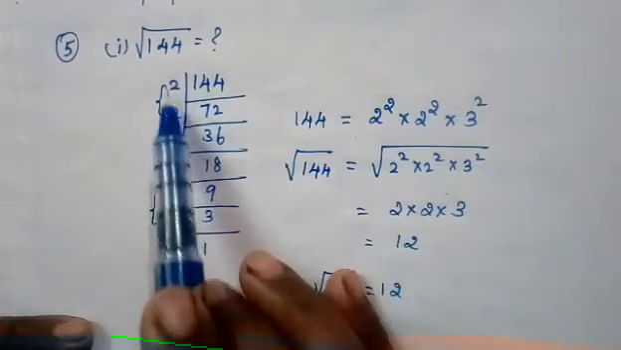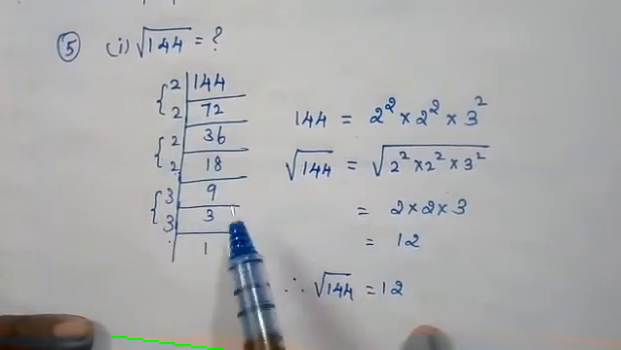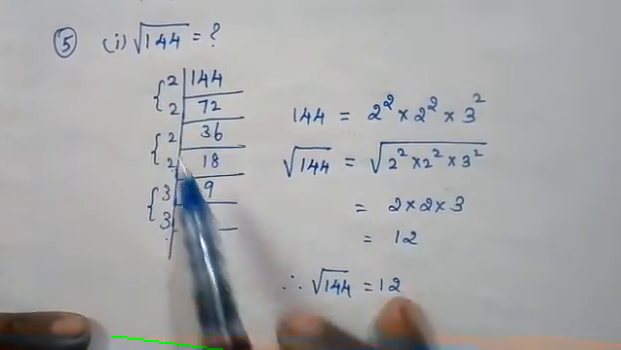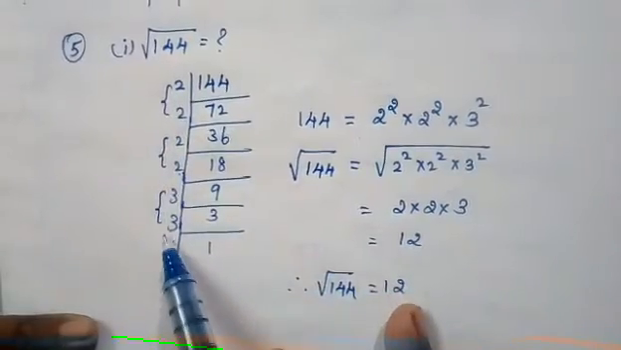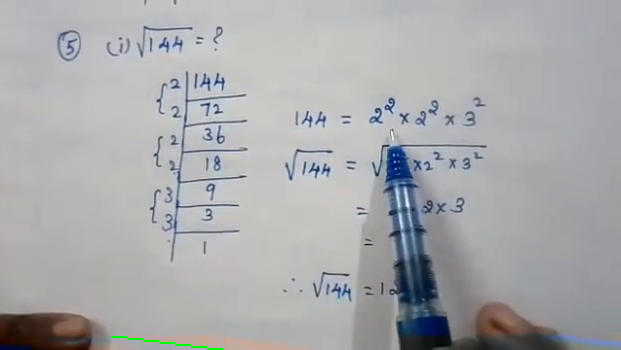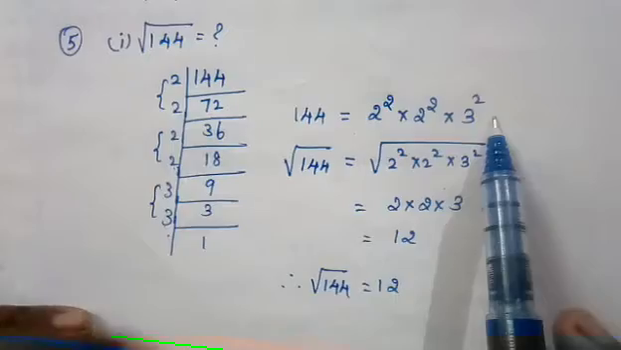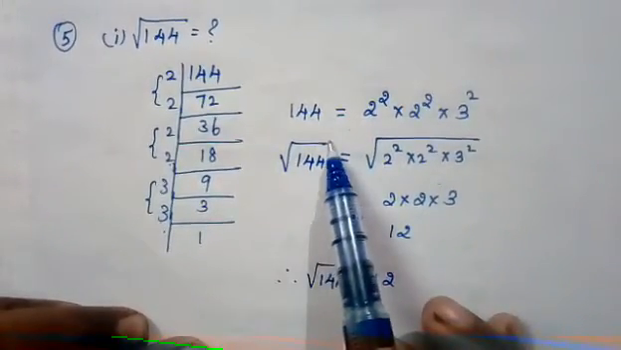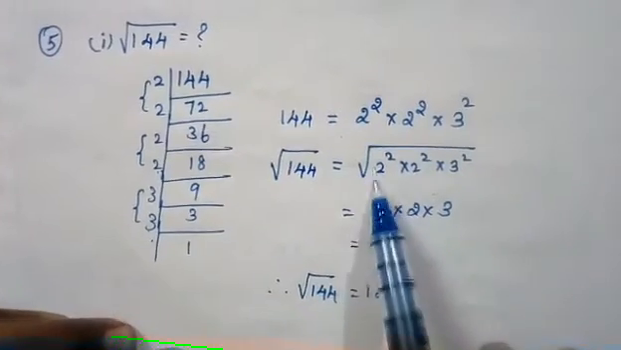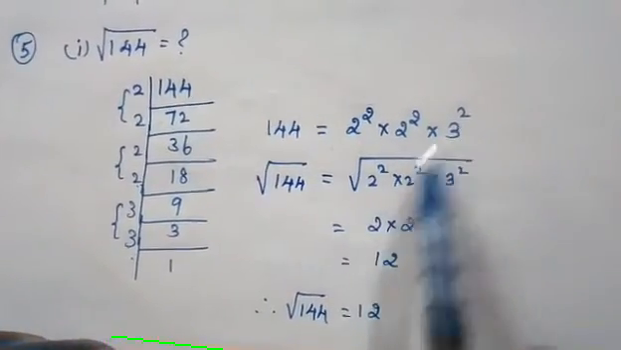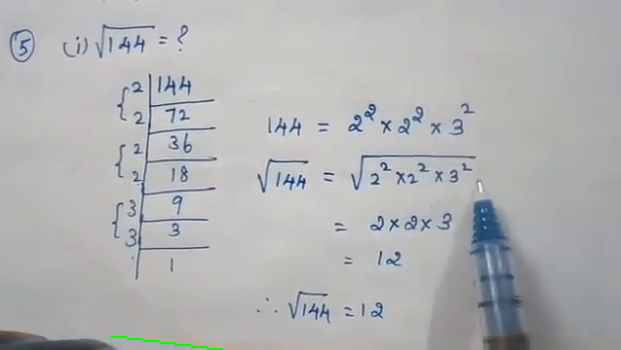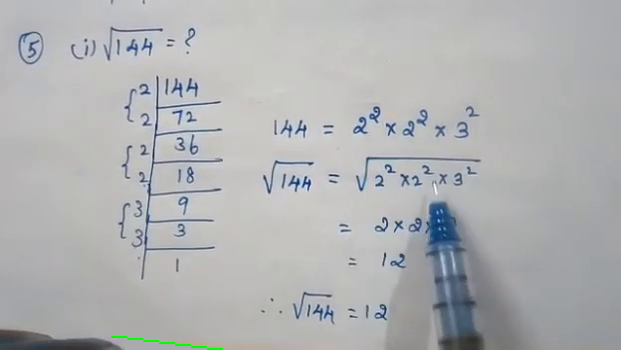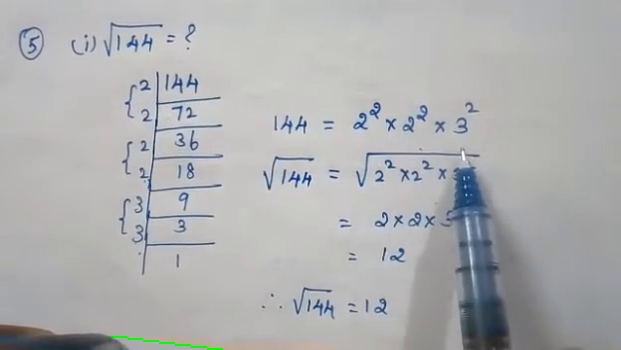Why are we making this as a pair? Because square and square root become cancelled. So you write it as a pair of numbers. So 144 equals 2 square into 2 square into 3 square. We want to find the square root value, that is the square root of 2 square into 2 square into 3 square. Square and square root cancel, square and square root cancel, square and square root cancel.